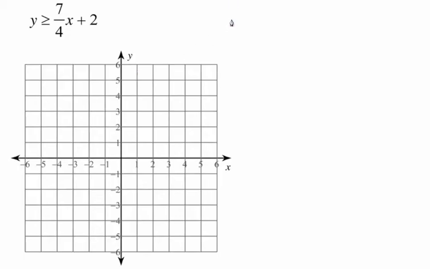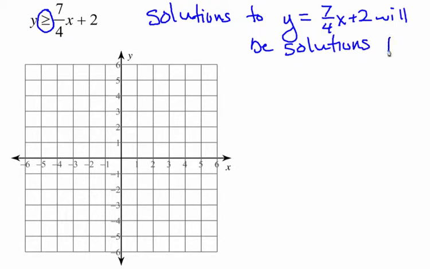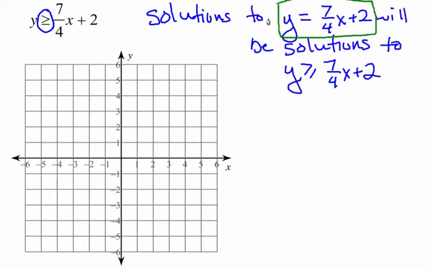Our next example is very similar. The biggest difference I see is that now we have a greater than or equal to. That means that solutions to the linear equation y equals 7/4 x plus 2 will be solutions to the inequality y is greater than or equal to 7/4 x plus 2. So when we graph this line, it will be a solid line. So we need to graph y equals 7/4 x plus 2.